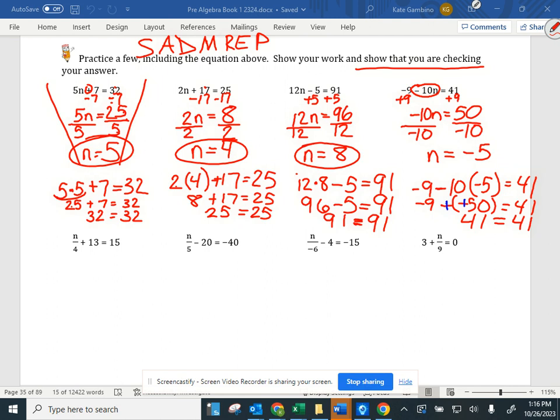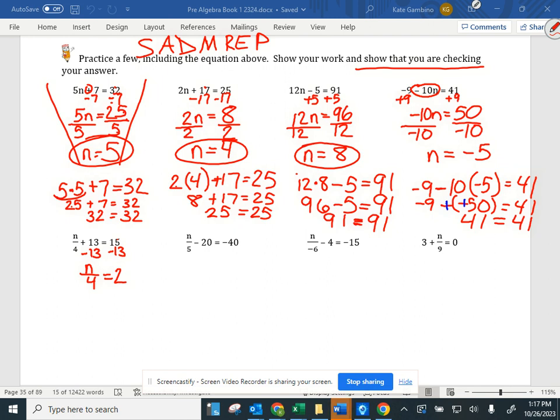Let's look to see how we do our multiplying, or how we do it with the dividing. n over 4 plus 13 equals 15. What's my first step? Damien? I'm going to change the addition to subtraction, so minus 13 to both sides. Okay, so 13 minus 13 and 15 minus 13. So 13 minus 13 zeros out. So I have n over 4. 15 minus 13 is 2.